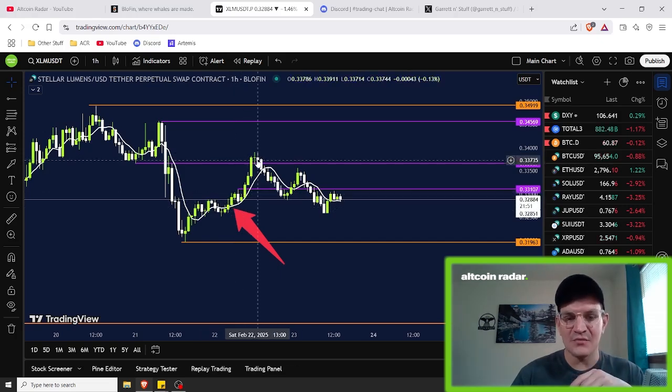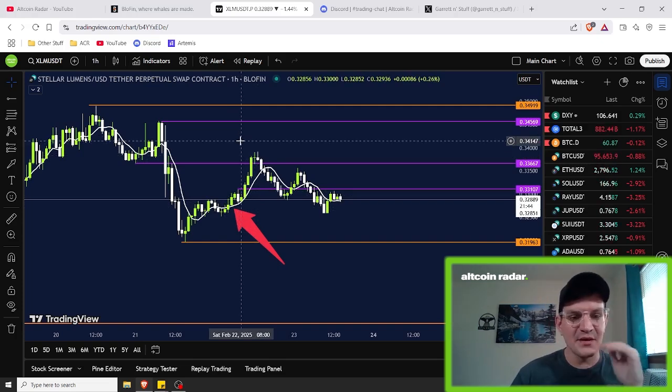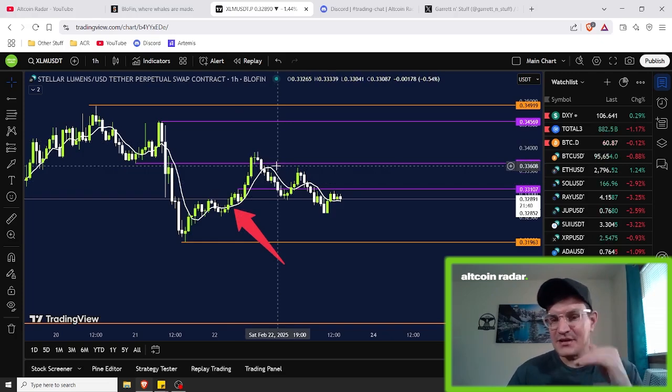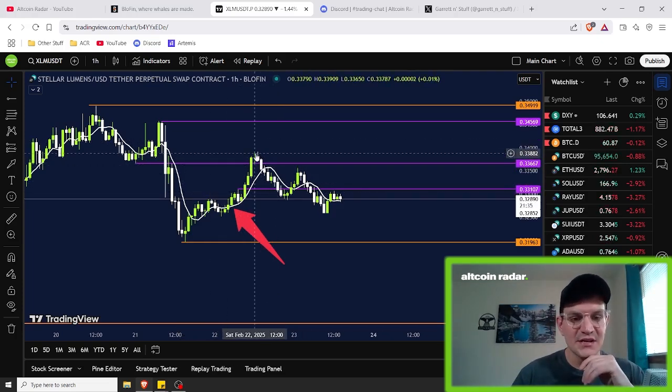And as I've been telling you guys, once price action is above the moving average, it's probably going to continue moving up higher than that. All right. If it's below it, it's probably going to continue to move lower than that. And that's what you can see here clearly happened.